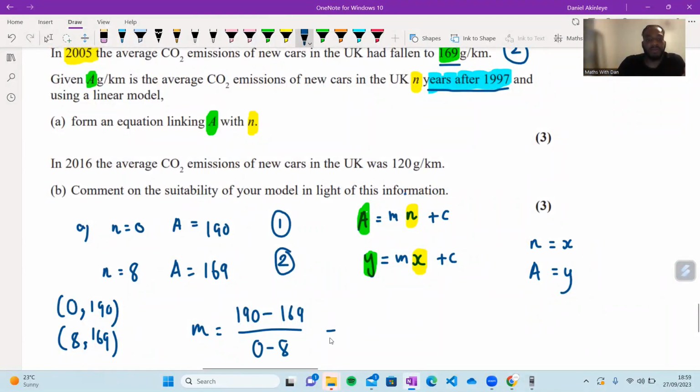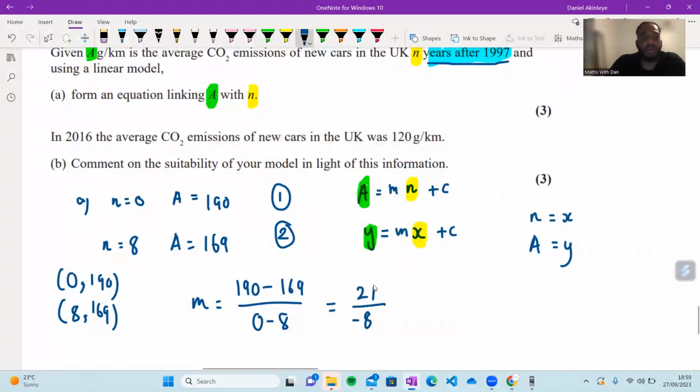0 minus 8. So therefore, let me just double check. That minus that, yeah, that's fine. This is just equal to 21, I believe. 17, yeah, that's 21. And then over 8 over minus 8. So this is our gradient. Is that correct? Yeah, that's 21. 190 minus 169 is 21. We all okay with this, guys? Good stuff. So this is our gradient now.